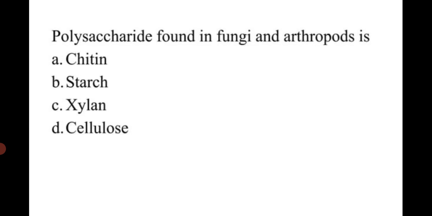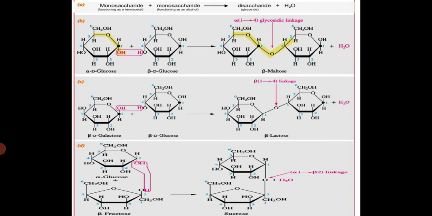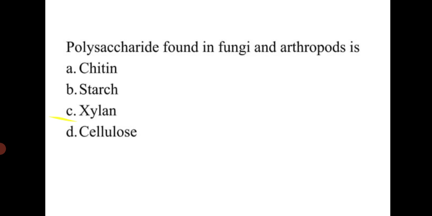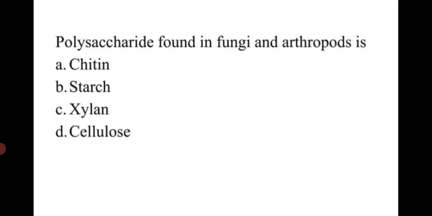It is one of the most important biopolymers in nature. It is mainly produced by fungi because it is present in the cell wall of fungi. It is also found in the exoskeleton of arthropods and nematodes. In insects, chitin functions as a scaffold material supporting the cuticles of the epidermis and trachea. So the correct answer for this question is option A, that is chitin.